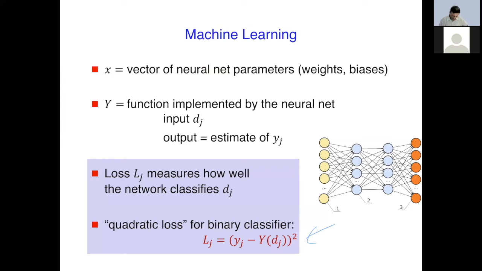Okay, so we are going to define the so-called loss for each data item that we care about. So we may have a set of data items that we want to classify, or we want to test the neural network on a set of data items. And for each of those items, we define this cost function Lj, where j is the index of the data item in that particular set.